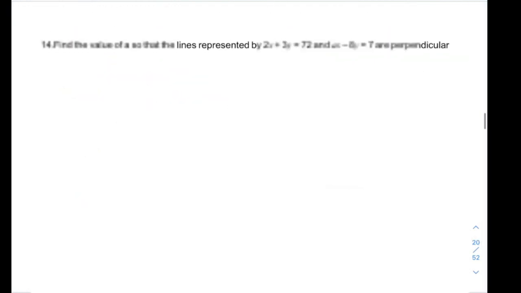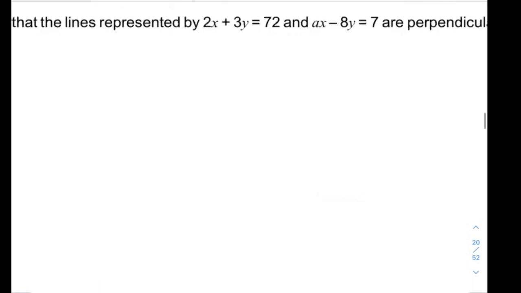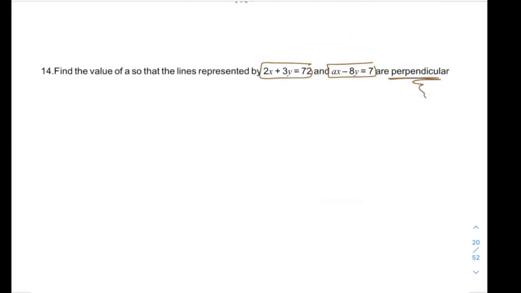Next, find the value of A so that the lines represented by equation 1 and equation 2 are perpendicular. So we will use the word perpendicular here in a very good way. Perpendicular means it should come to our mind that the slopes have a product of -1. This is equation 1.